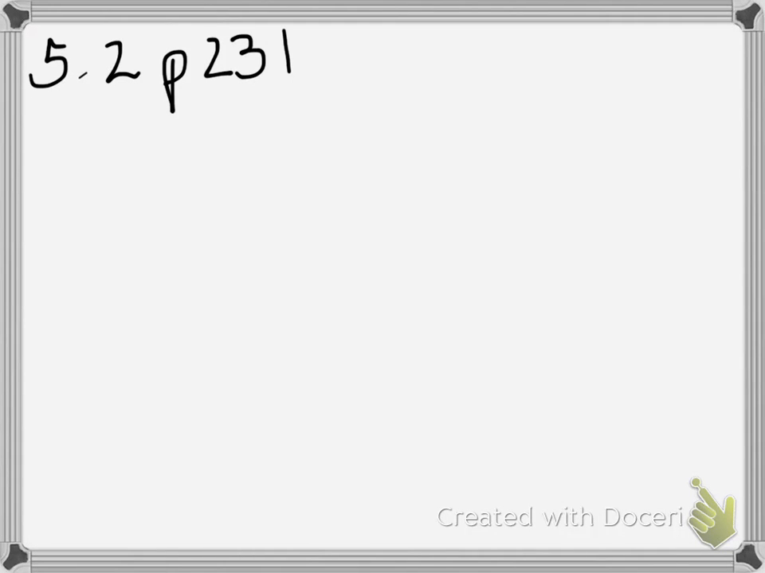Alright, class, this is lesson 5.2 on page 231. Your essential question is, how do we solve equations with variables on each side? You should have a page of Cornell notes started. We're going to start with example 1 on page 231.